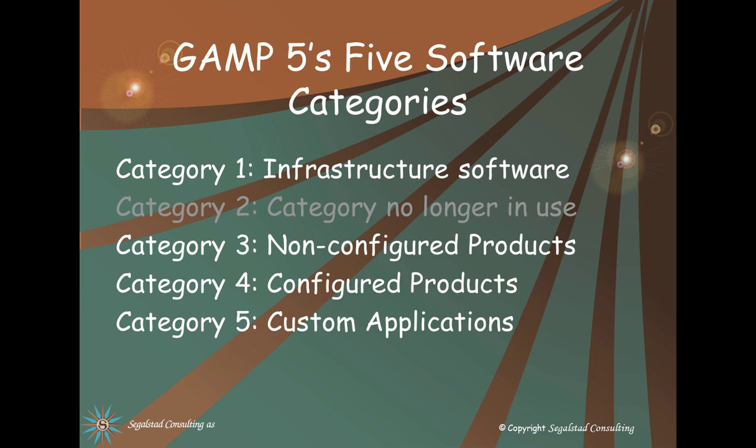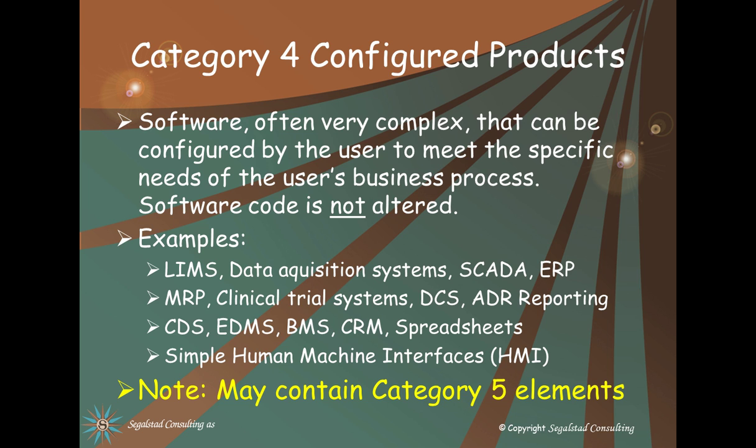LIMS may, however, also include custom-built or so-called bespoke software for your organization, and that software will have to be treated as Category 5. So Category 4 is configured products, and this is defined as software, often very complex, that can be configured by the user to meet the specific needs of the user's business process. The software code is not altered.